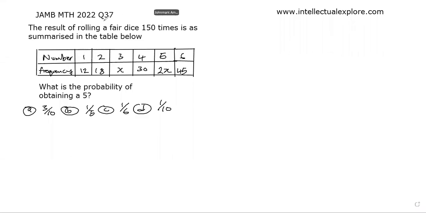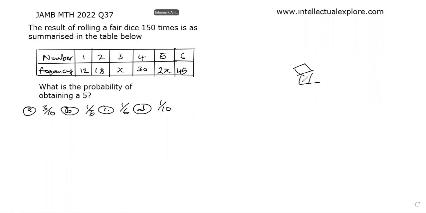Question number 37. The result of rolling a fair dice 150 times is as summarized in the table below. This is the table. In a fair die, we have 6 numbers: number 1, number 2, number 3, now number 4, 5, and 6. In case those who don't know what a fair die is, that thing we always used to play Ludo with in Nigeria.